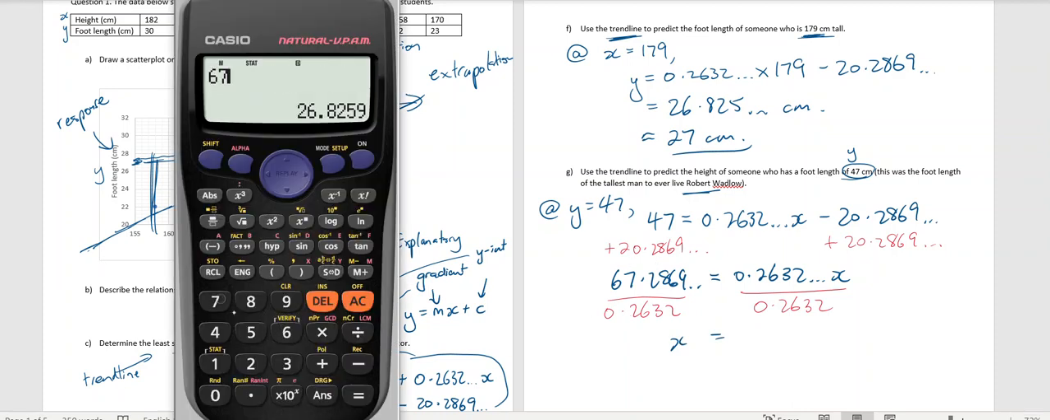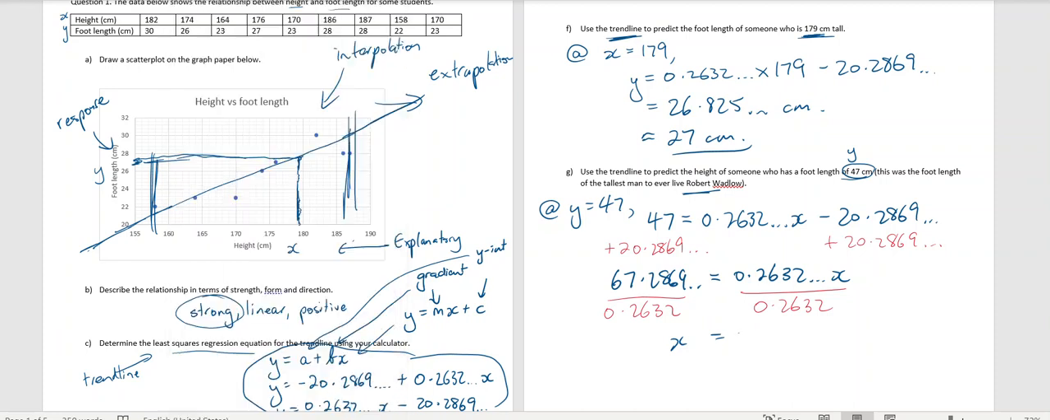We'll bring that up on the calculator, 67.2869 divided by 0.2632, 255.64 centimetres is the height of Robert Wadlow based on that, 256 centimetres, which is very, very tall, but it's actually not as tall as he was. I think he was 2.72 metres tall. But we are extrapolating with this data, so that's probably not as accurate when you're extrapolating. Interpolating, you are going to get a higher level of accuracy.